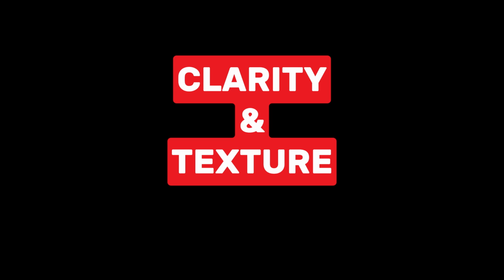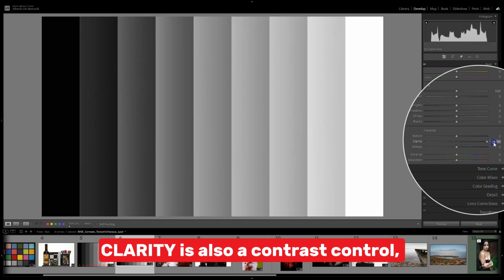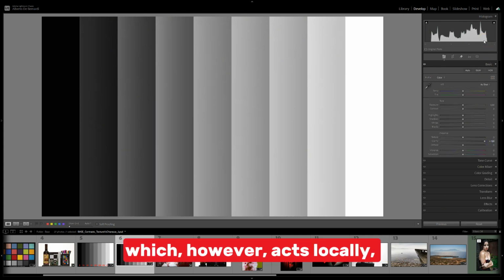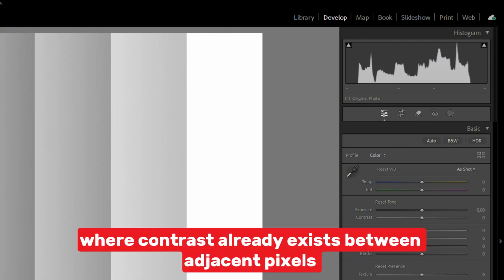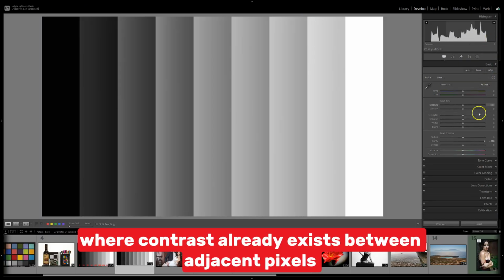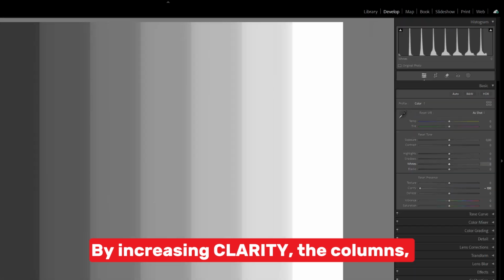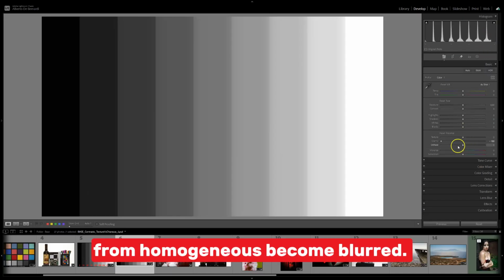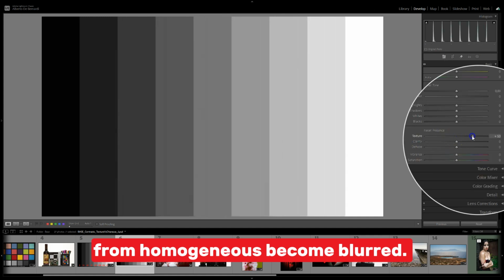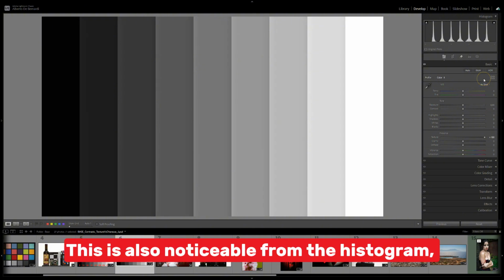Clarity and texture. Clarity is also a contrast control, which, however, acts locally, where contrast already exists between adjacent pixels, i.e. at the edges. By increasing clarity, the columns from homogeneous become blurred. This is also noticeable from the histogram, whose lines widen.